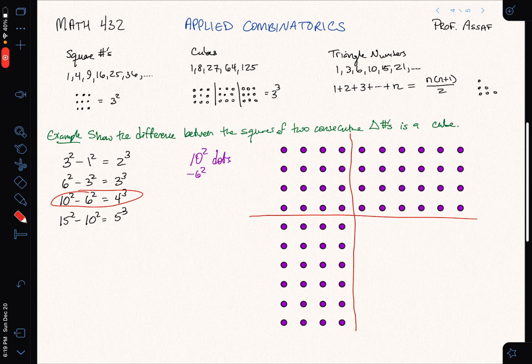And why is it? Because 10 minus 6 is 4. Why is 10 minus 6 4? Well, it has to do with this rendition of the triangle numbers. So let me give these guys names. I'm going to let this guy be T sub n.